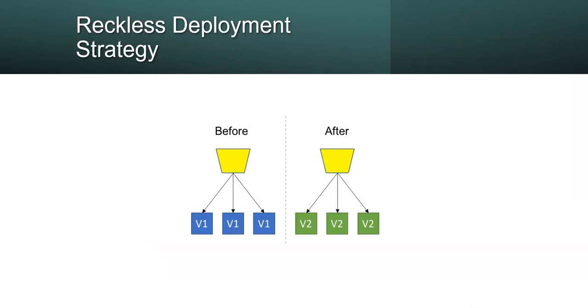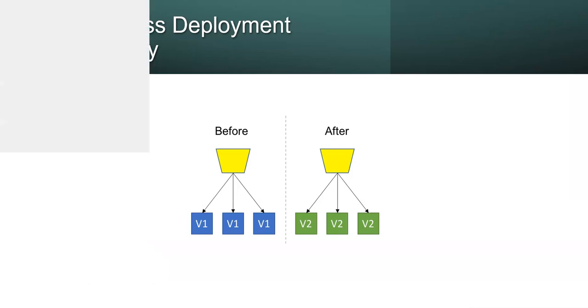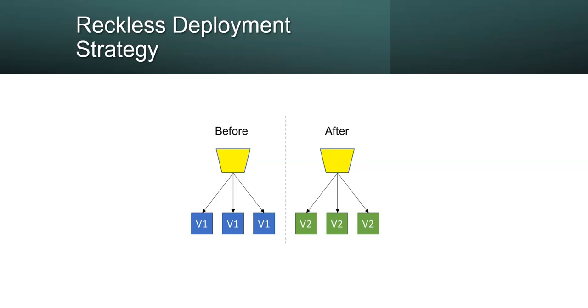So the first one is the reckless deployment strategy. As shown in the picture, first you destroy the old one and provision the new one completely. So you don't care about any consequences. In case you have any SLA support, this is not the right strategy, but for dev and test type of scenarios, this is good to go.